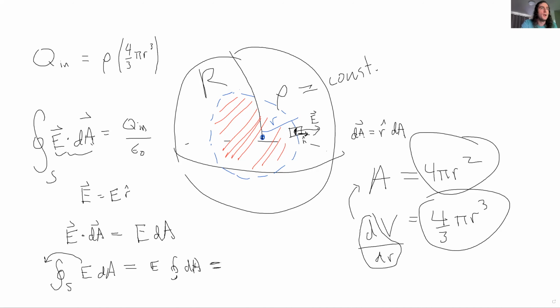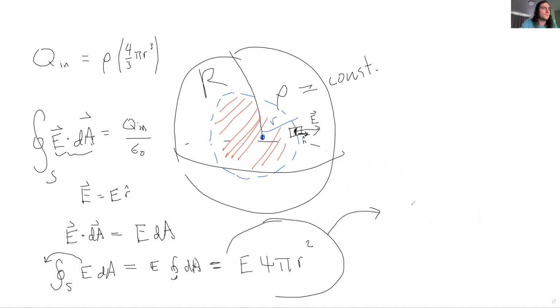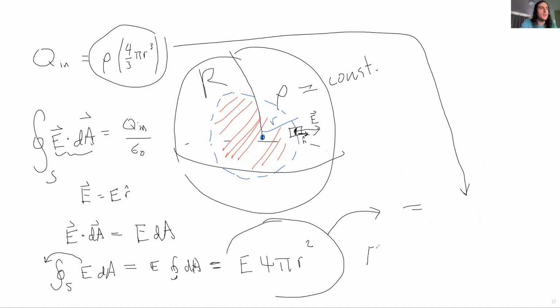All right, enough about that. So it's 4 pi r squared there. So E times 4 pi r squared, and this has to be equal to this expression over here. Okay, so E 4 pi r squared is equal to rho times 4/3 pi r cubed. I keep saying r squared, but it's 4/3 pi r cubed for the volume.